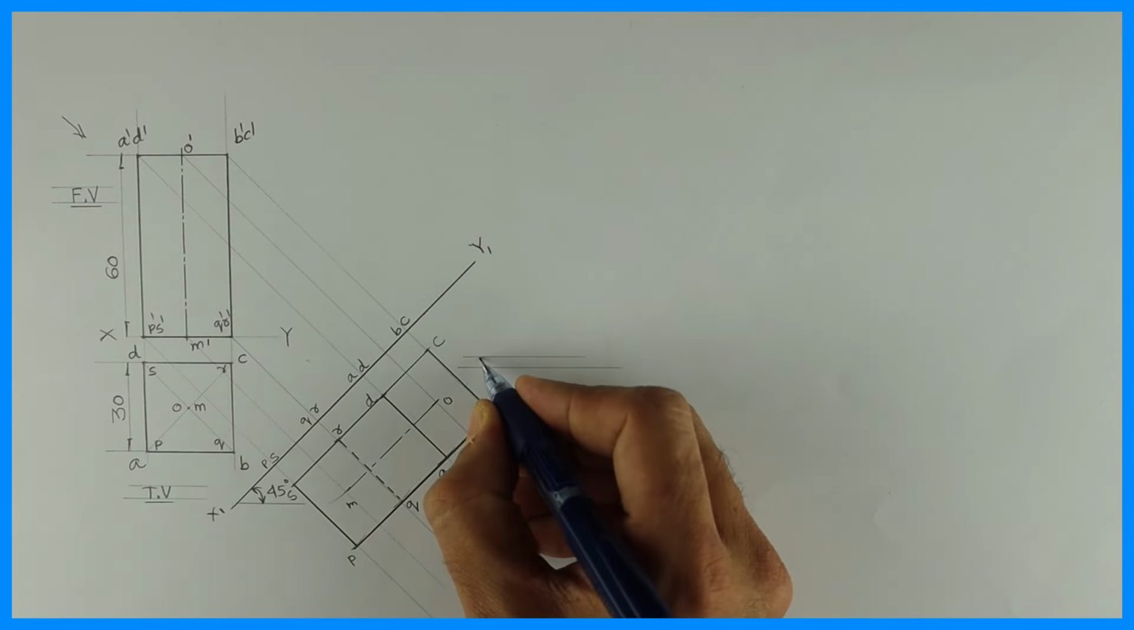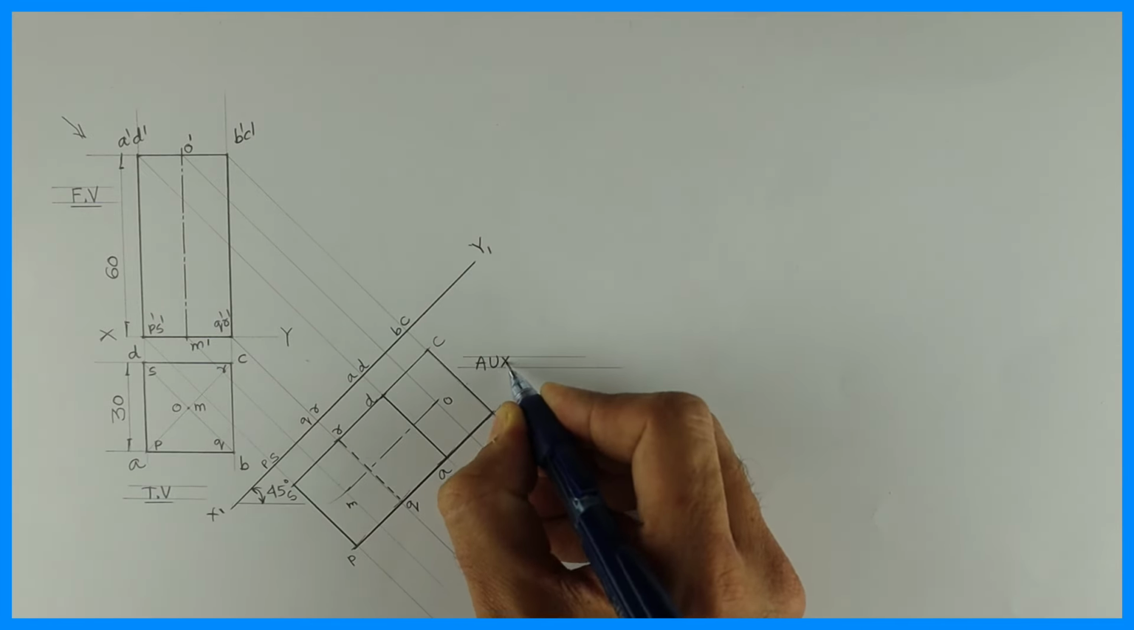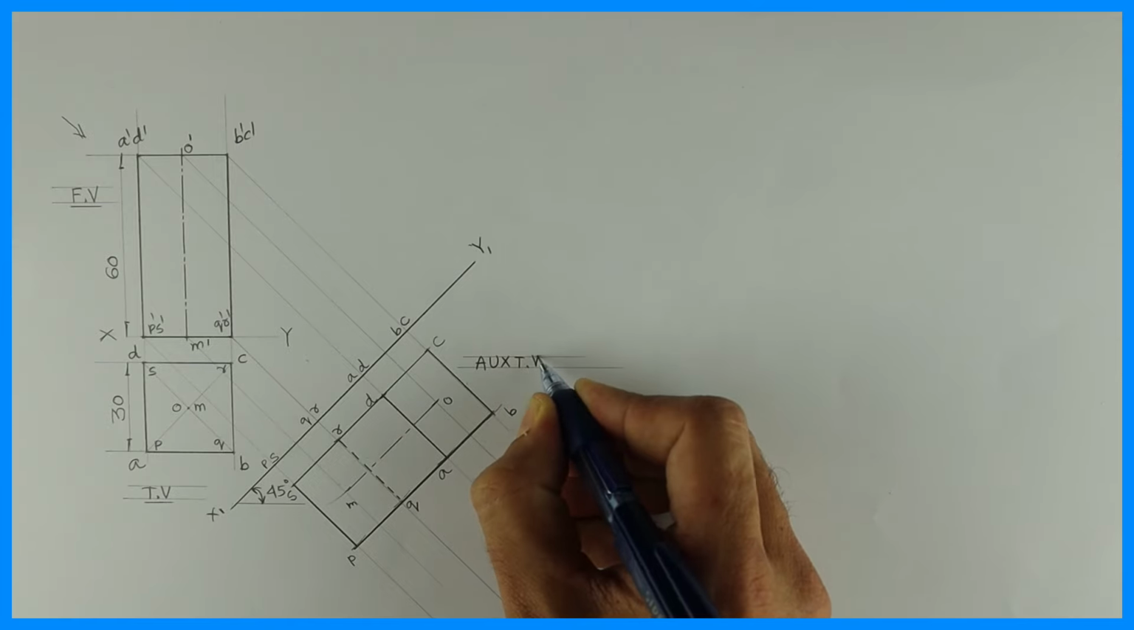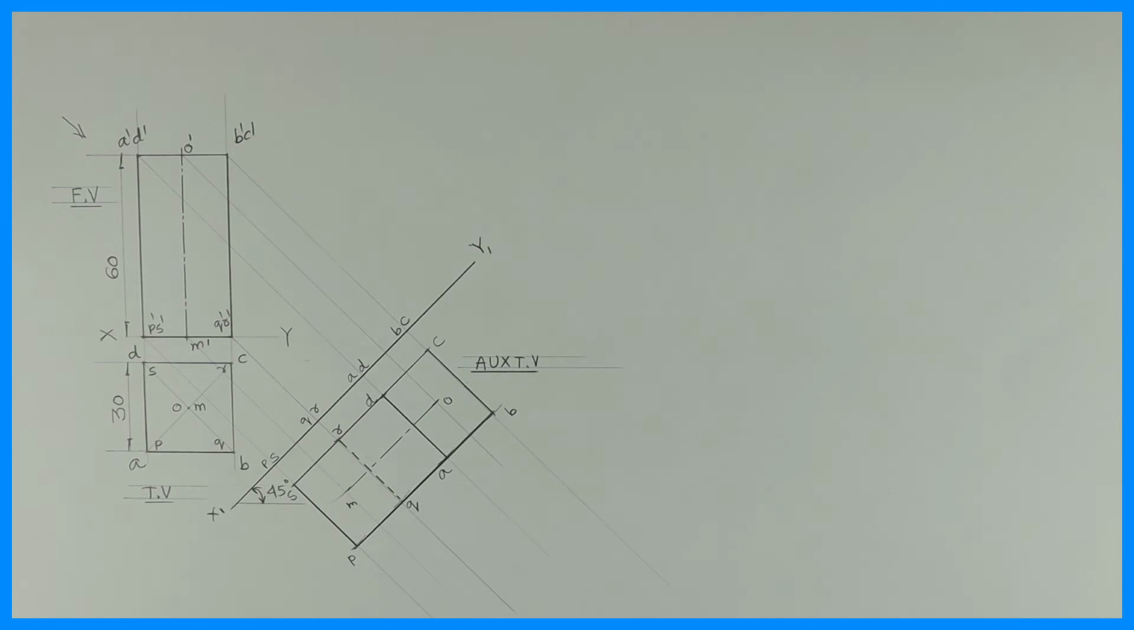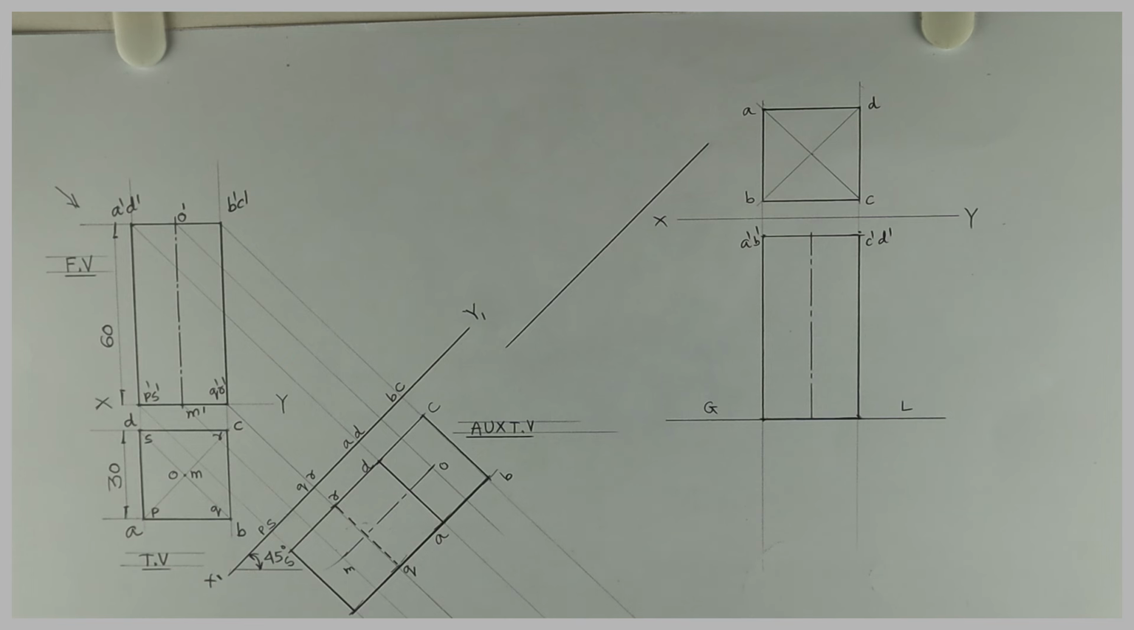So in the exam, they will give you the front view and top view. This is for the ICSE board exam. They will give you the front view and top view, and you need to draw the auxiliary top view. And this sum is given in first angle.